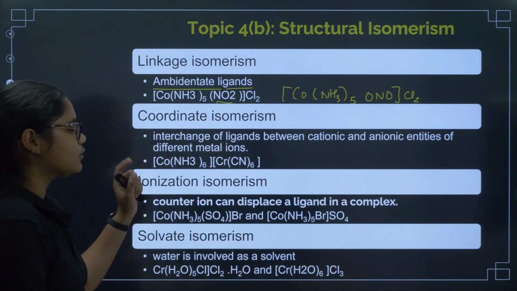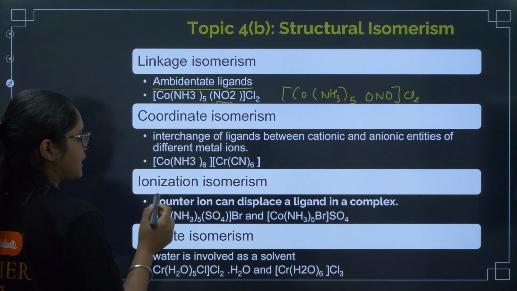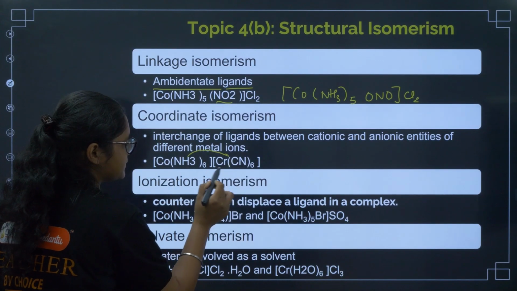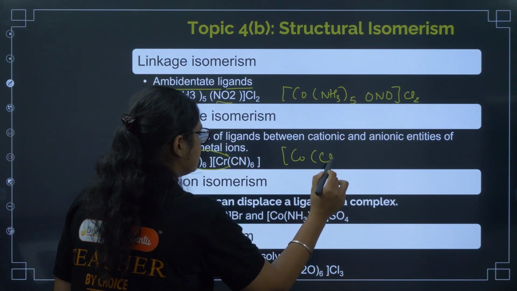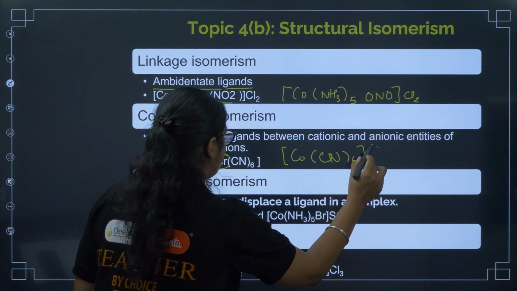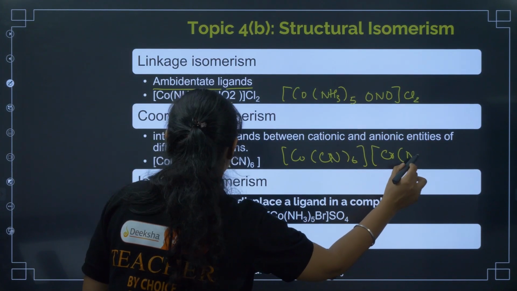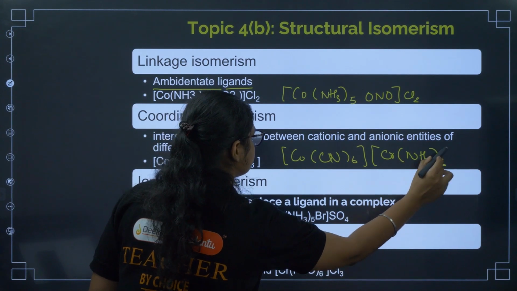Okay. Now coming to coordinate isomerism. In coordinate isomerism, what happens? Ligands get exchanged. So what will be the coordinate isomer for this one? I'll write [Co(CN)6] and we have [Cr(NH3)6].